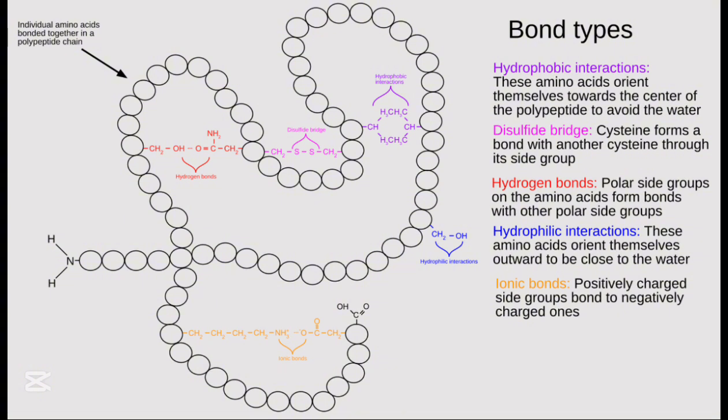That's what happens when you cook an egg, right? The heat disrupts the bonds in the egg white proteins, causing them to unfold and solidify. Precisely. That's a great example of protein denaturation, where the protein loses its structure and function. Okay, so protein folding is essential for their function.